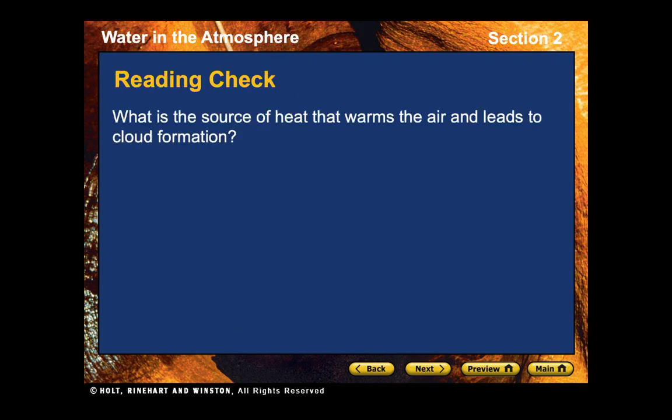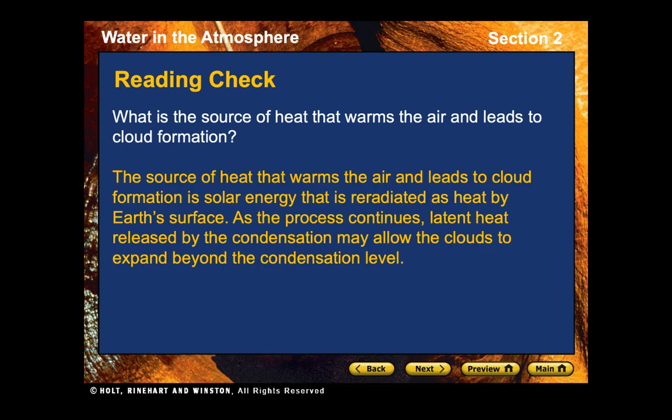So what's the source of heat that warms the air that leads to cloud formation? The source of heat that warms the air and leads to the cloud formation is solar energy, as it re-radiates as heat by the Earth's surface. As the process continues, latent heat is released as condensation, which may allow the clouds to expand beyond the condensation level. So as this water vapor turns to a liquid and it condenses, it heats, superheats, if you will, the air, and it allows the cloud to lift even higher.